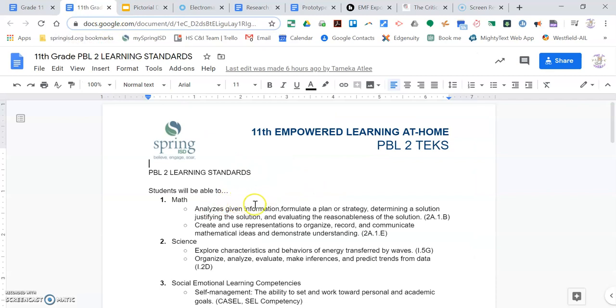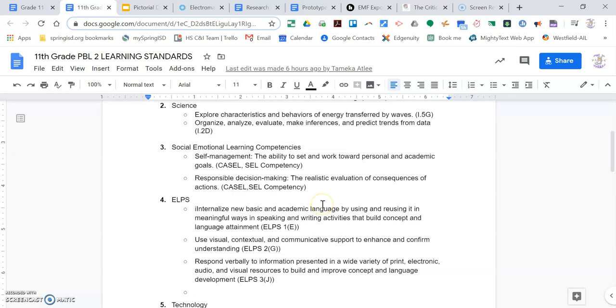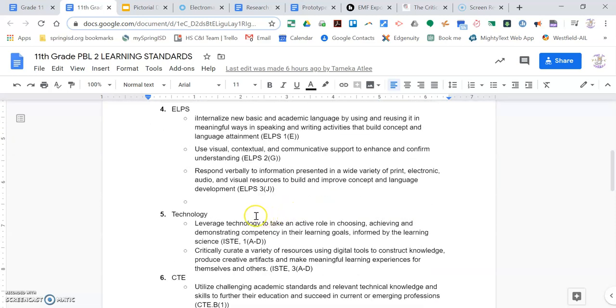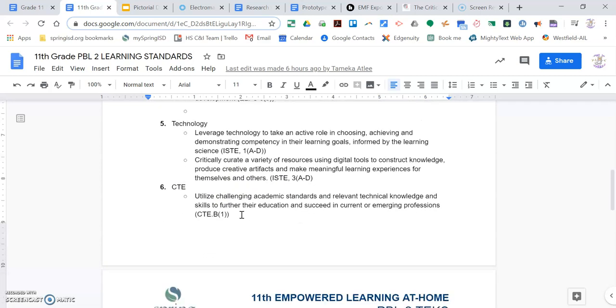In math, there'll be analyzing given information, formulating a plan or strategy, determining a solution, justifying the solution, and then creating and using representations to organize, record, and communicate mathematical ideas. For the science aspect, they'll be exploring characteristics and behaviors of energy transferred by these waves, and then organizing and making inferences and predicting trends from data. We also have our SELs, our ELPs, our technology, and our CTE standards.